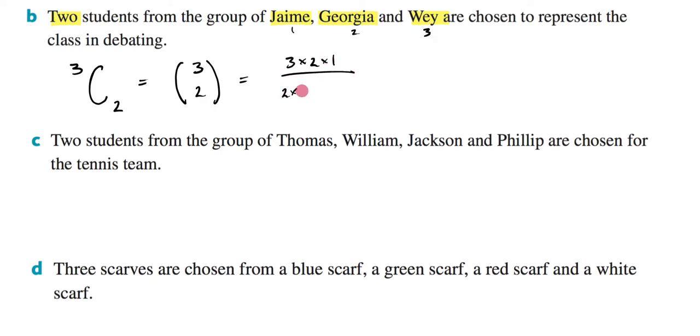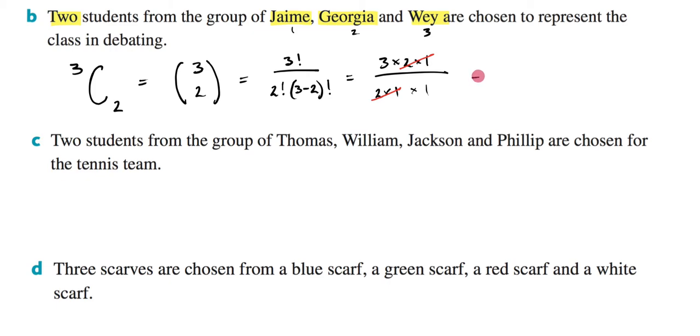2 times 1 and then times 1. And I actually skipped a step right there. Let me just put this over here for a second. Let's remember this is 3 factorial over my r factorial, 3 minus 2 factorial, equals that. That equals this. That's going to cancel with that, which means I will be left with 3 over 1, which is 3. So my answer to B is 3, which is exactly the same as A. Let's now go to this one.